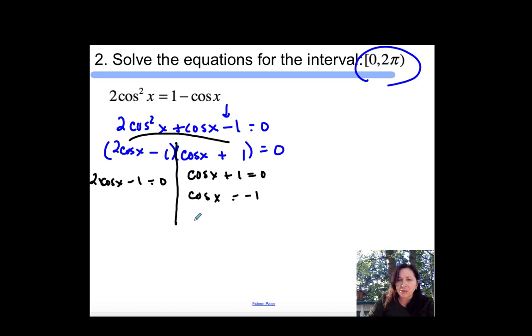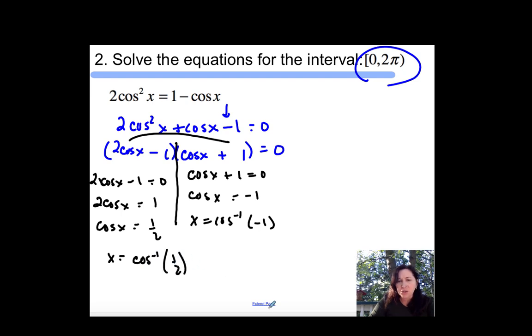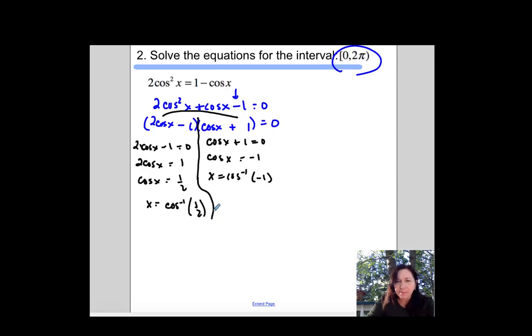Moving the cosine to the other side, x equals arc cosine of -1. And this one, let's simplify that. We get 2 cosine of x equals 1. Now I need to solve. Divide by 2. Cosine of x equals 1/2. And then x equals arc cosine of 1/2. So my 2 parts here is where is cosine -1 and where is cosine 1/2.